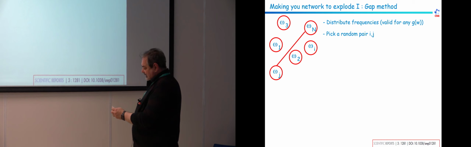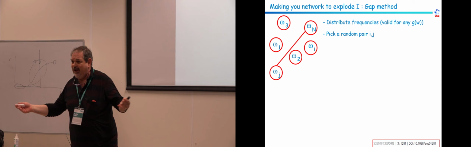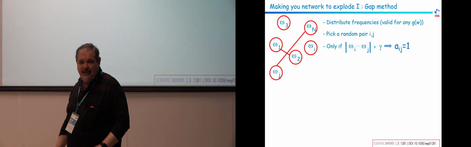So the first method is, you give me now the frequency distribution, so I put on my table all my oscillators, and I put all the frequencies, because you gave me the frequency distribution. I have no way of choosing the frequency you gave to me. And then I take a random pair of nodes, i and j, and check if the frequency difference is larger than a given threshold.